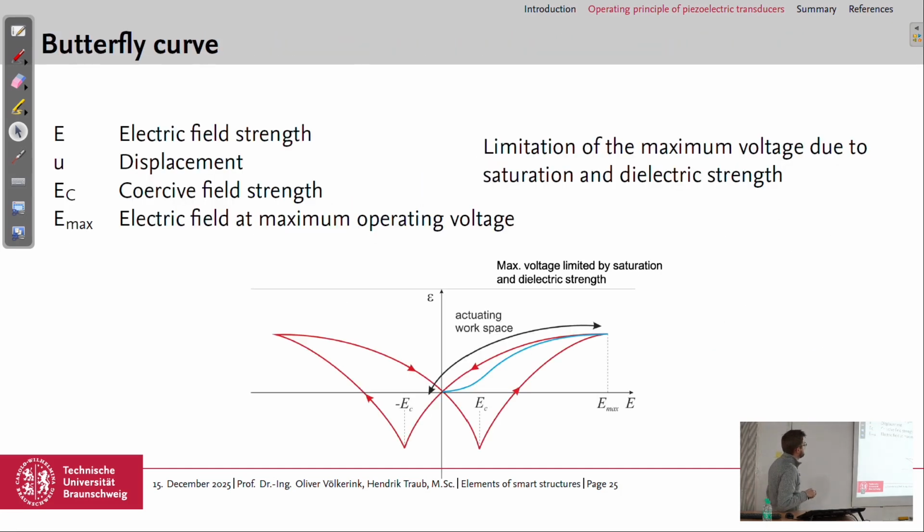So the butterfly curve again: E is the electric field strength, U is not included, EC is the coercive field strength. We have to look up the right translation in English. Emax is the maximum electric field at maximum operating value here. And the limitation of the maximum voltage is due to saturation and dielectric strength, and you would simply destroy the piezoelectric material when you go higher with the field.